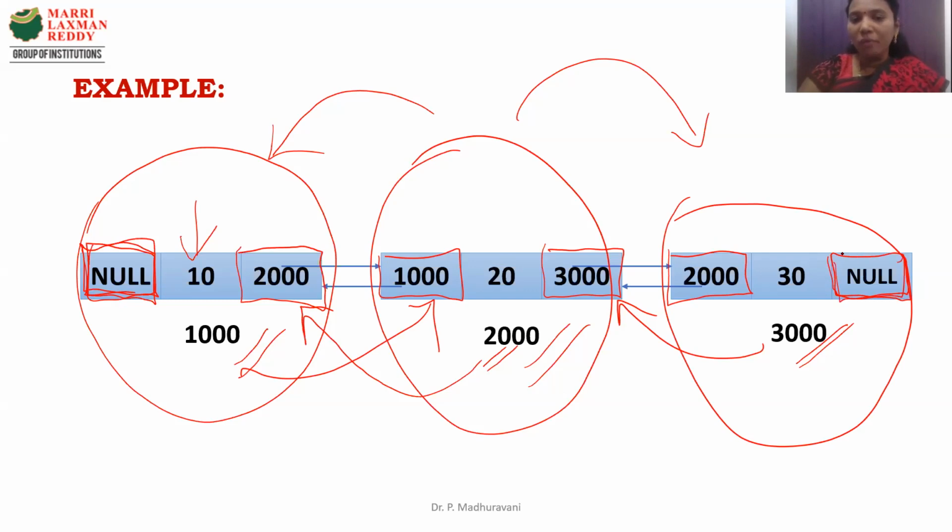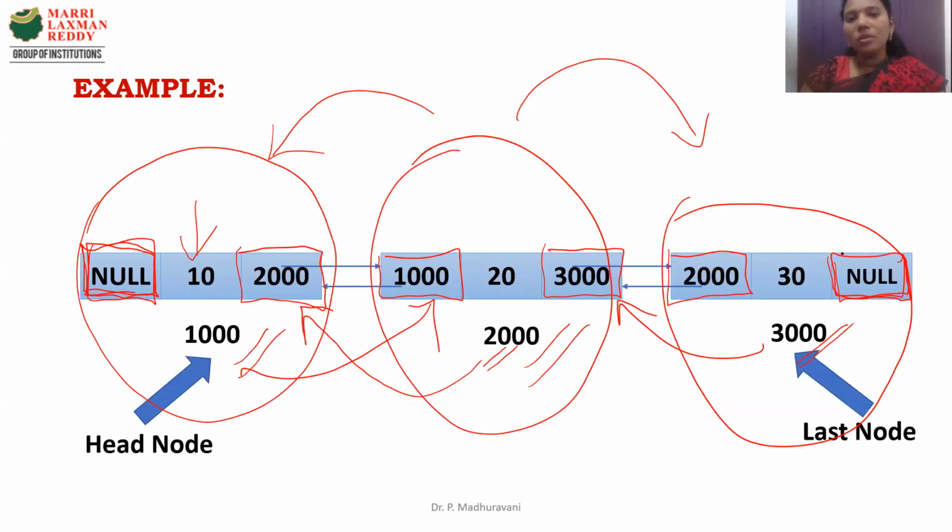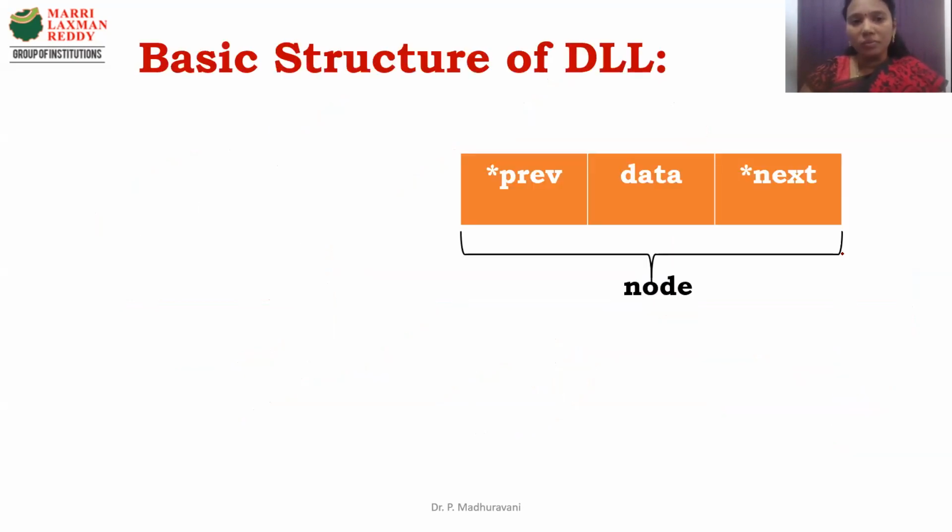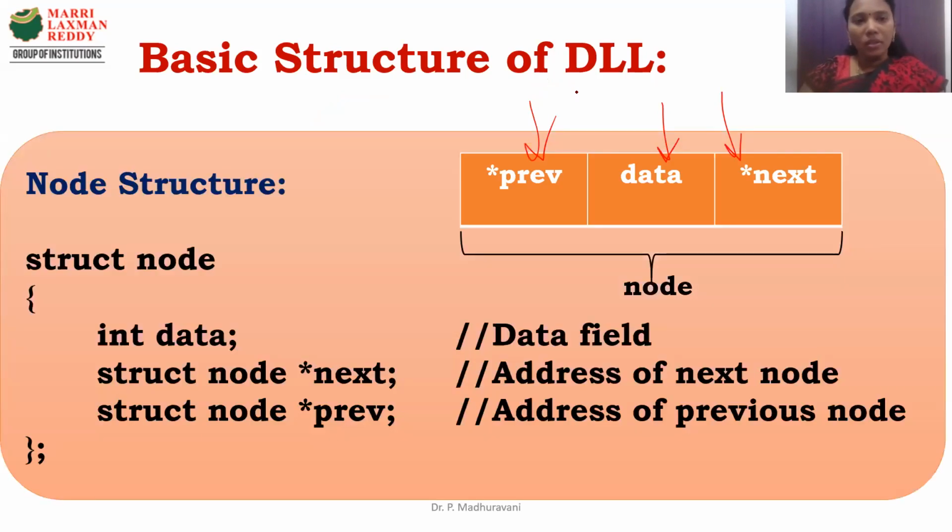So here you should be very clear that the first node's previous pointer must be null and the last node's next pointer must be null. This indicates the first and last nodes in the list. Here the first node is called the head node and the last node is called the last node. Let's see the basic structure of a doubly linked list as we discussed earlier. Here each node is taking three parts: the data part, the next pointer, and the previous pointer.